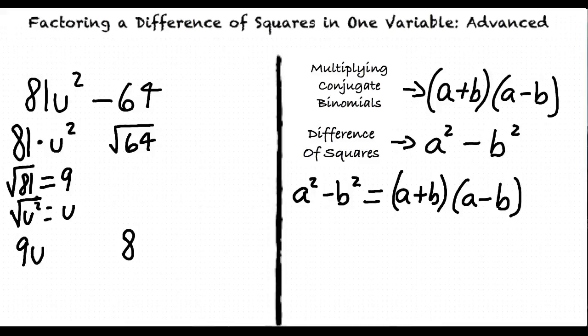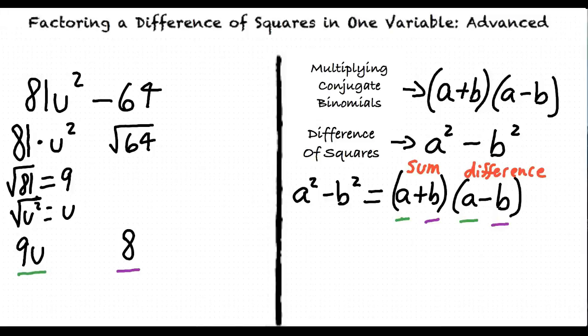Okay, I'm a little lost. Why did I want those numbers? Those numbers are going to be the terms used in the factored expression. One factor is the sum of those square roots, and one factor is the difference between those two square roots.